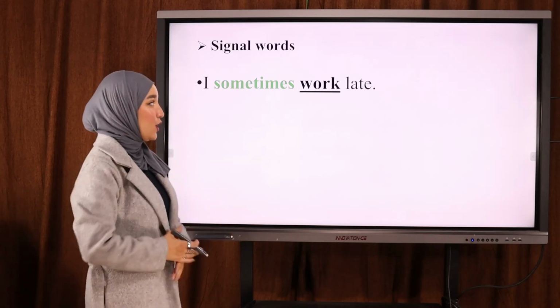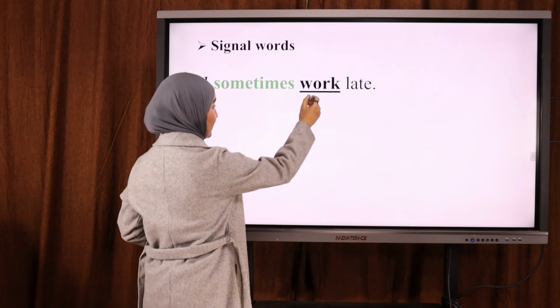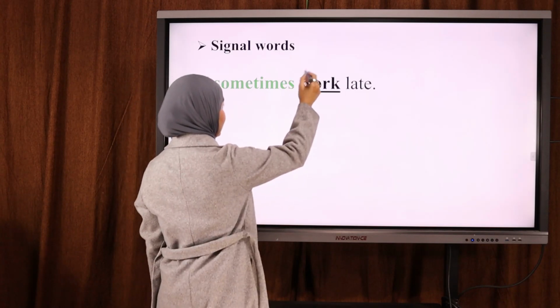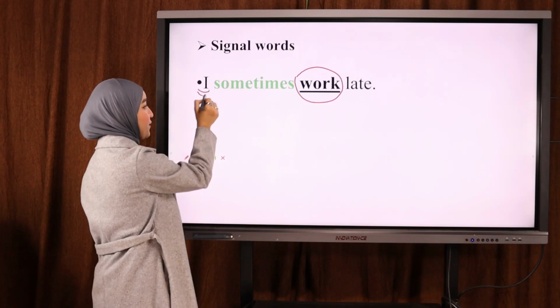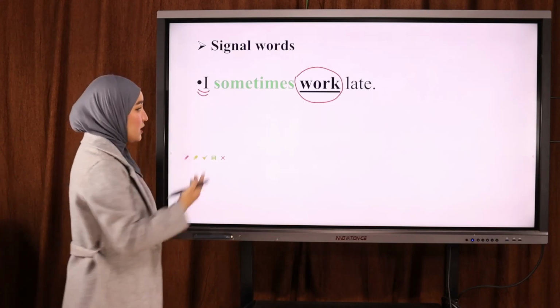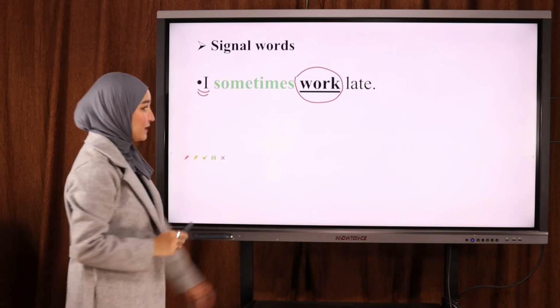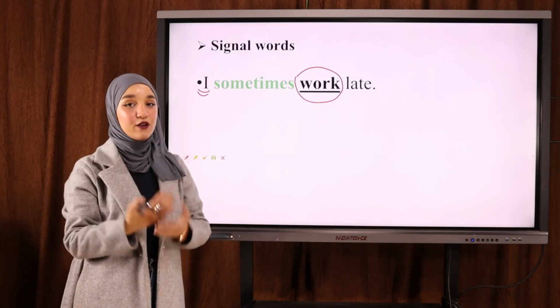I sometimes work late. Here's my verb work in the present simple. So my verb work here is in the present simple في الحاضر, and I have the personal pronoun I, أنا. I'm talking about myself. أتحدث عن نفسي. So I sometimes work late. Notice the word here, I have it in green, sometimes. So sometimes is an adverb of frequency.